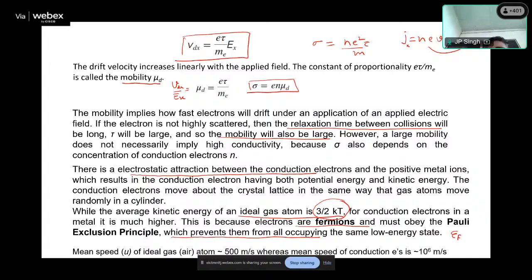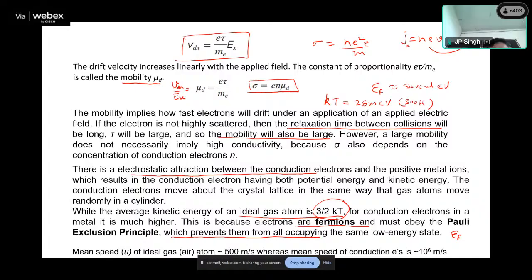We will discuss more maybe in the next class. But the value of the Fermi energy is several electron volts, which is typical for metals. If you take gold, it is around 5 electron volts. Whereas if I talk about the room temperature energy kT, it is something like 26 milli electron volts at around 300 Kelvin.